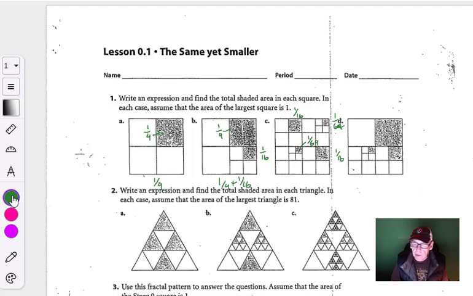So for this one we have a 16th plus another 16th plus a 64th plus another 64th.